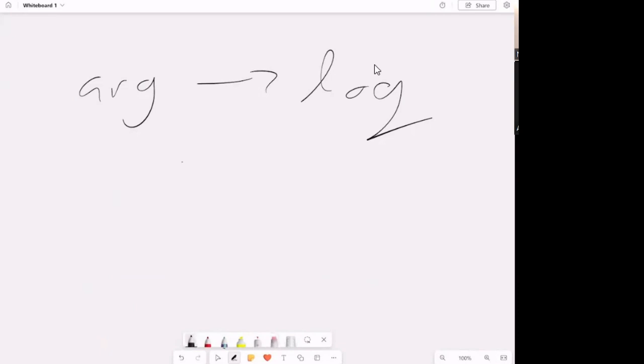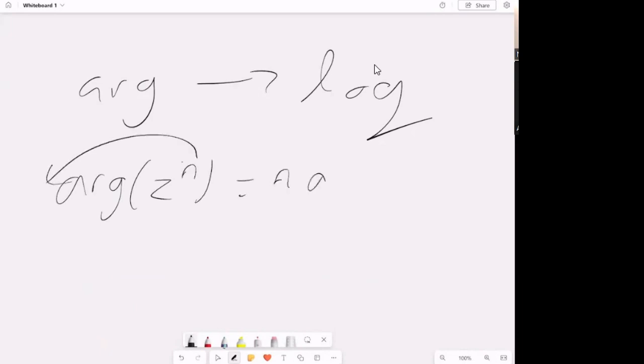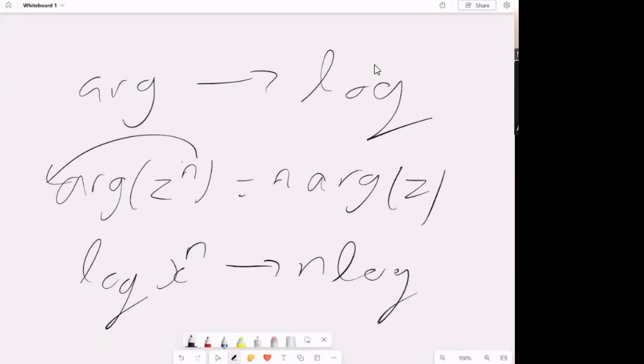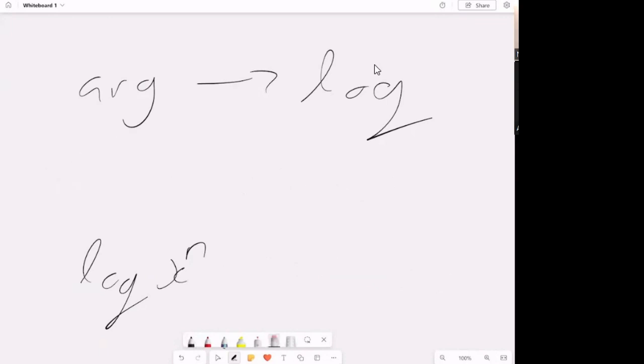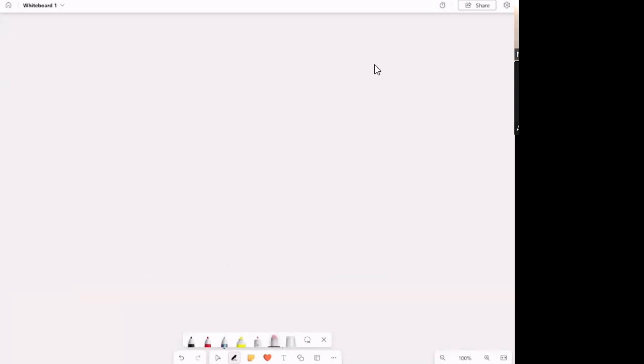Next, remember the argument of z to the power n, you can bring down the power n times the argument of z. Just like how log x to the power of n is n log x. Same thing here. So you really see it's very intuitive once we understand the links between logarithms and arguments. Seriously, it's very, very intuitive and it's quite fun actually.